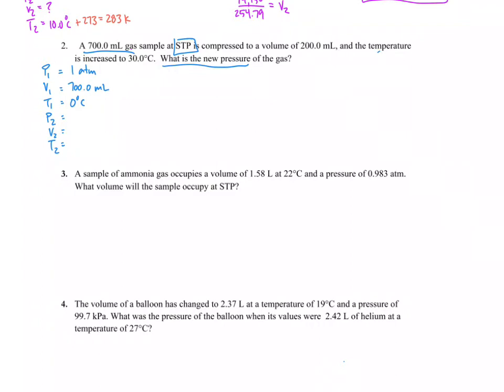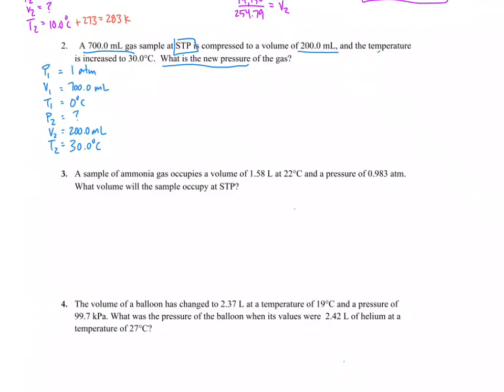So let's keep reading. It's compressed to a volume of 200 milliliters. So it was 700, now it's 200. So this is my new volume. And the temperature is increased to 30 degrees. It was 0 at standard temperature, now it's 30 degrees. So my T2 is 30 degrees Celsius. I want to figure out the new pressure, so I'm solving for P2.